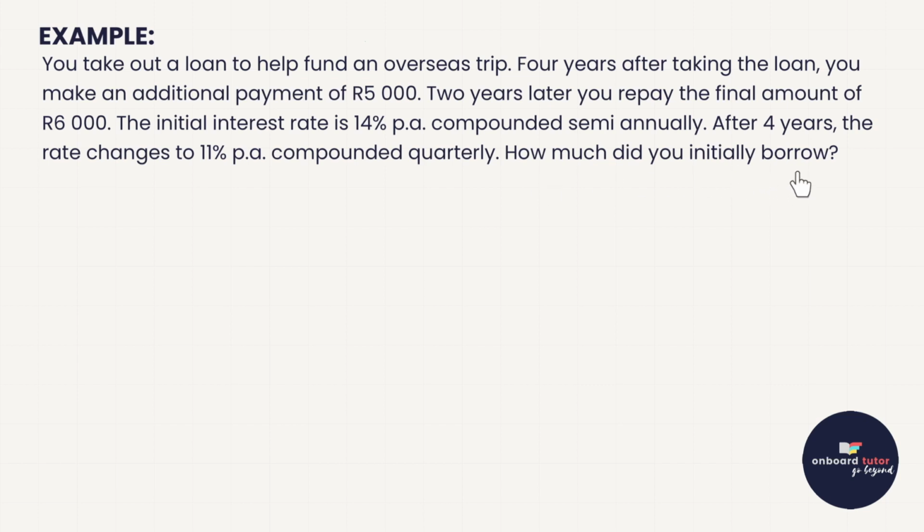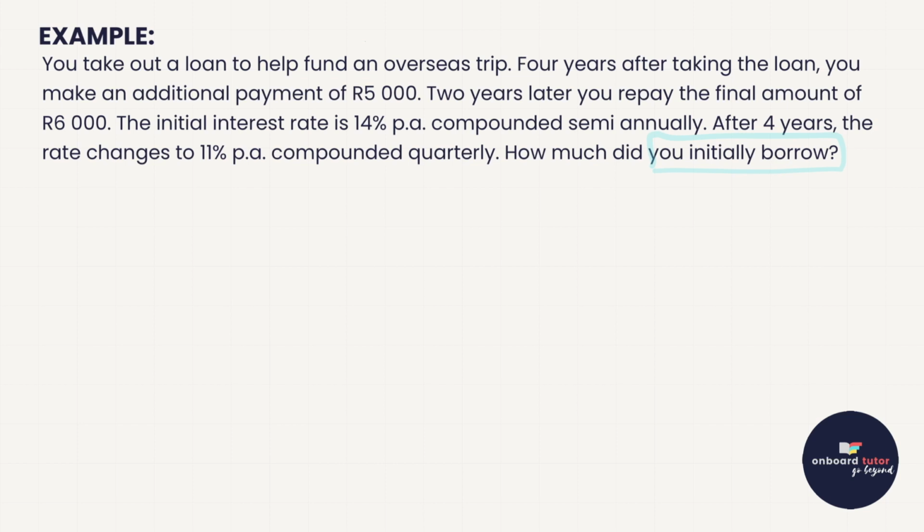How much did you initially borrow? Now, you can do this as a normal timeline and just work out the equation to solve for P. But that's what I'm hoping you notice here, is that we are looking for what we initially borrowed.